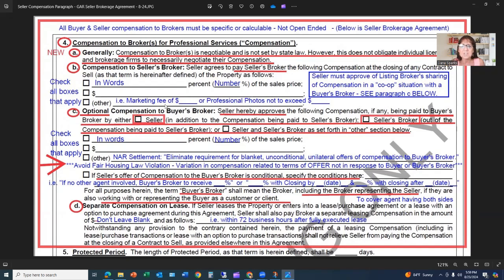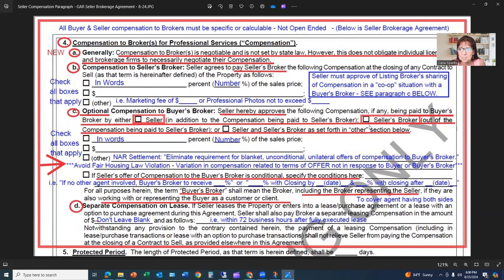If the seller agrees to compensate the buyer's broker, how is the seller going to do that? This first option, Seller, you check this box if the seller is going to compensate a buyer's broker directly. And how will you know that? How will that be determined? That would be determined in an actual offer received from a buyer. The buyer would request in an offer that the seller compensate the buyer's broker directly. So that's what you would mark if the seller agrees to that.